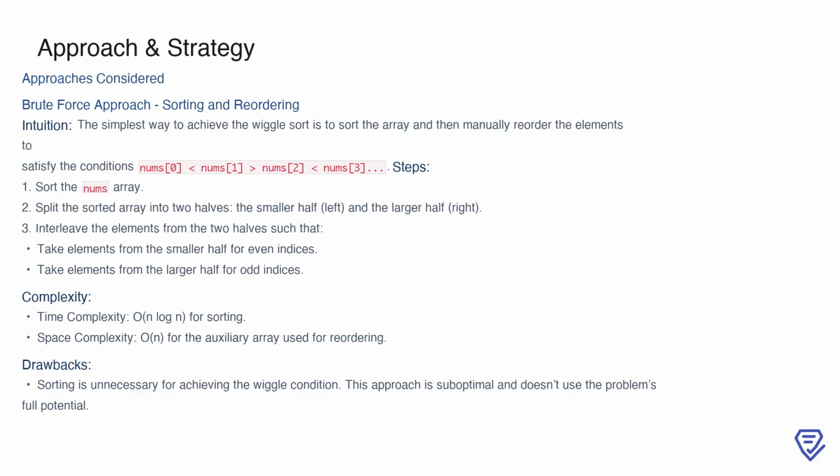The idea here is straightforward. First, sort the entire array. Once sorted, you split the array into 2 halves, the smaller elements in the left half and the larger elements in the right half. Then, you interleave these 2 halves, placing elements from the smaller half at even indices and elements from the larger half at odd indices. While this approach is intuitive and easy to implement, it has some significant drawbacks. Sorting the array takes O(n log n) time, and creating an auxiliary array for reordering uses O(n) space. More importantly, this method doesn't fully utilize the problem's properties, making it less efficient than other potential strategies.